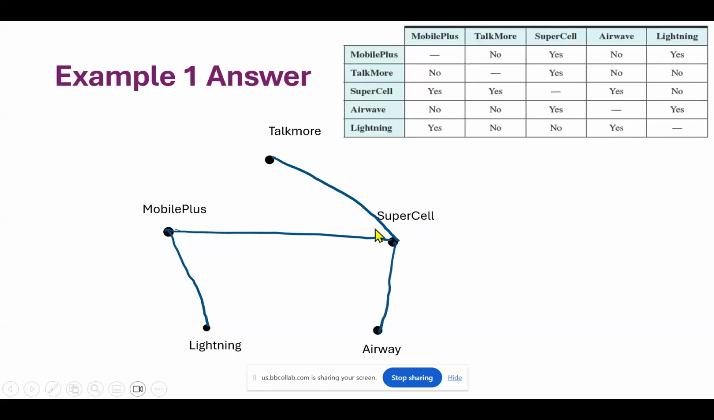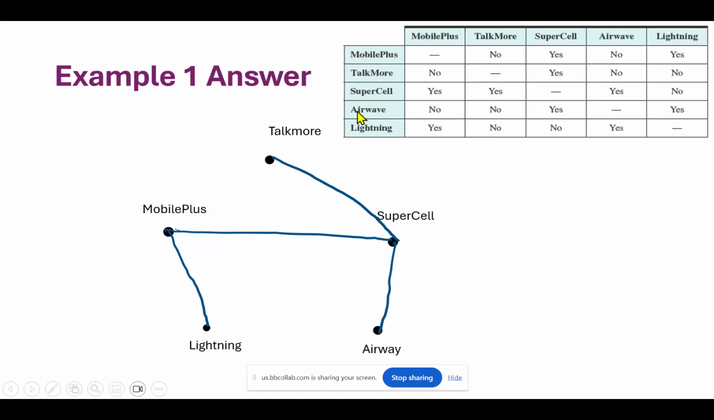The next one would be Supercell. To be noted that even though I see three, one, two, three, some of these connections I've already made. So Supercell and Mobile Plus, I already drew the edge, so I don't need to draw it twice. Talk More and Supercell already had that connection as well. And so the only one that I added was Airwave. I'm sorry, I see I have it in two different names. I'm just going to call it Airwave as it is on the table. So probably this is the misspelled Airwave.